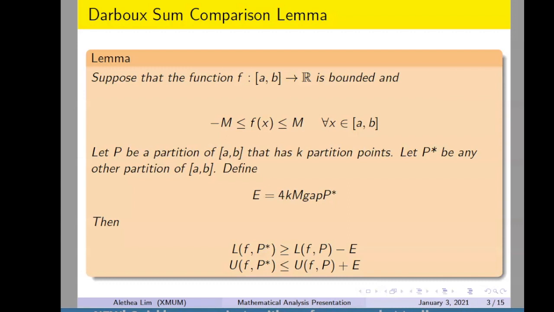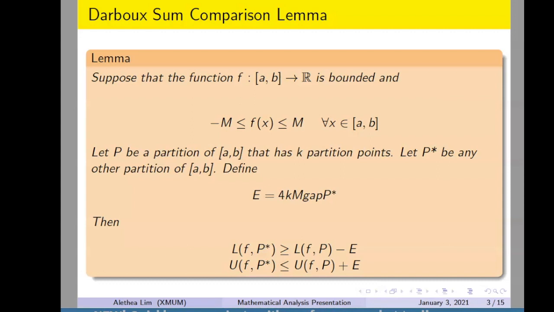Suppose that the function f on a closed interval [a, b] to the set of real numbers R is bounded. That means that f(x) is between some negative capital M and a capital M in this closed interval [a, b]. So let P be a partition of closed interval [a, b] that has k partition points. Let P star be any other partition in this closed interval [a, b]. We now define E, the error, to be 4k capital M times gap P star.